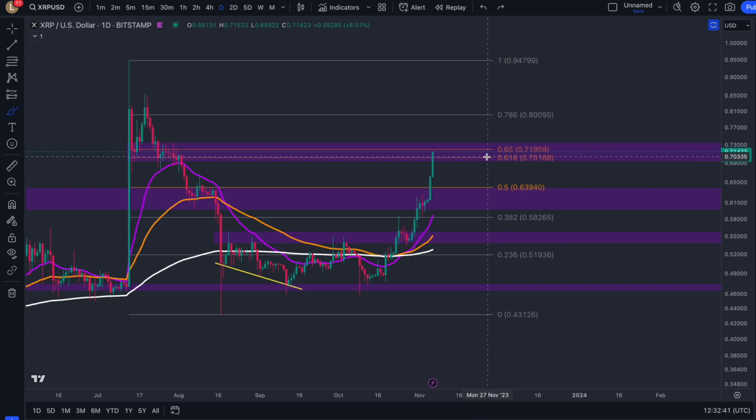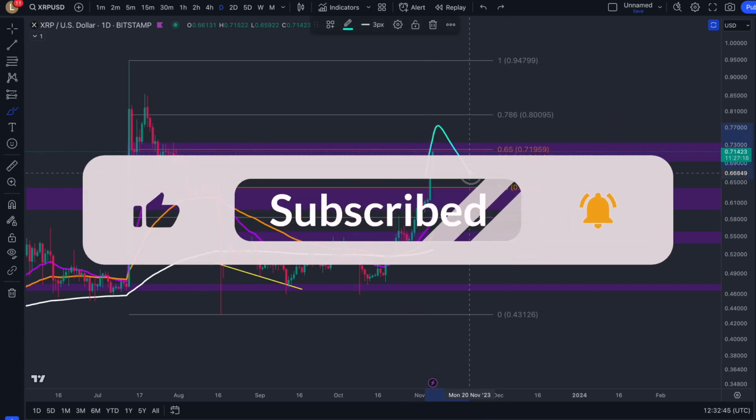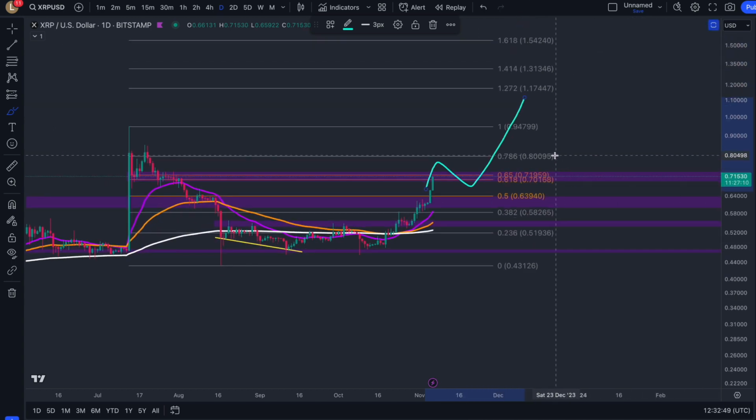Let me know your thoughts in the comment section below. Do you think we will eventually flip this golden pocket into support and see a break of our 1 fib level to take us to 150? I'm doing again $1.15, $1.30, and $1.55.